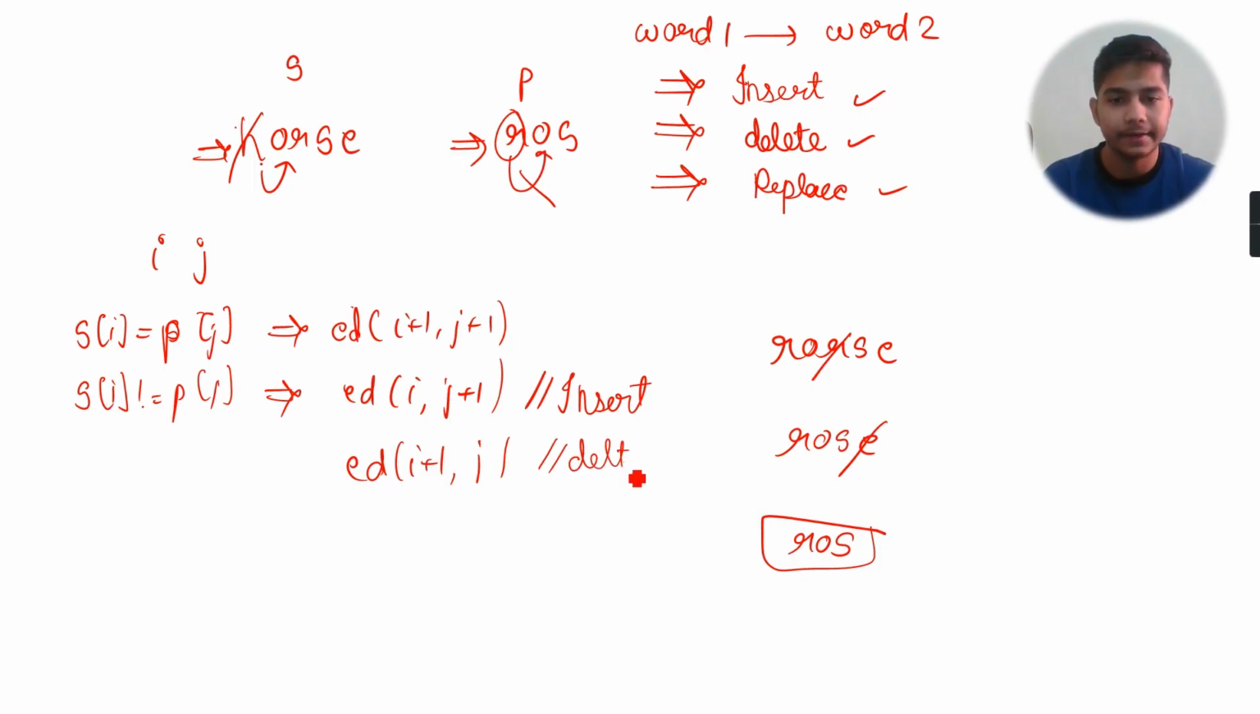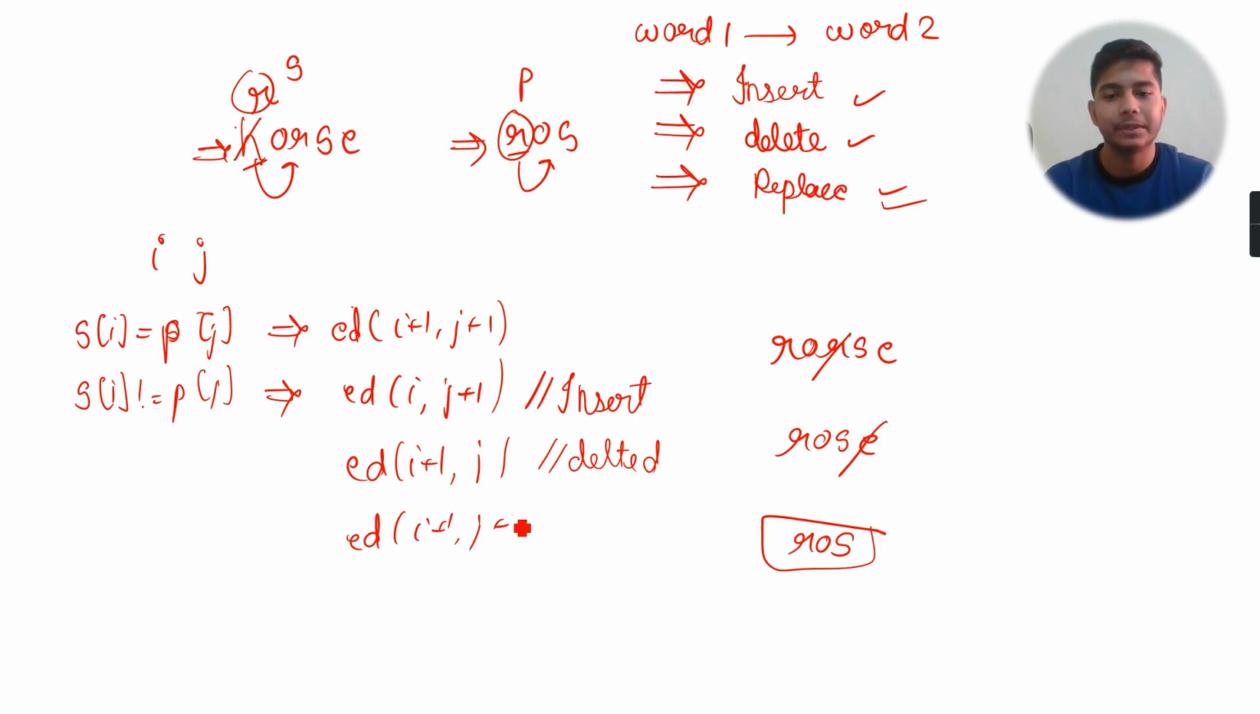We deleted it. Now the third case is replace. In this case we have only replaced it, right? So they are not equal. What we did, I replaced h with r. So now this r and this r are matching. Can I move further? Yes, you can move further in both of them. So it will be i plus 1 and j plus 1.